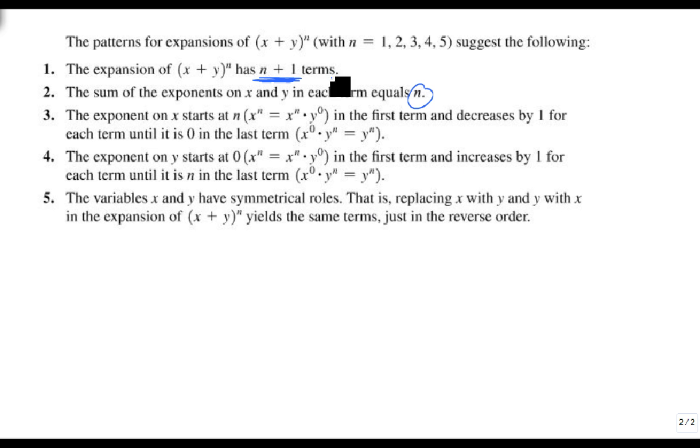So these are the facts that you need to know, and these are the most important ones, that they always add up to n, and it goes down by 1 for one variable and up by 1 for the other. But if you can keep these facts in mind, it makes working through the rest of these problems so much easier.